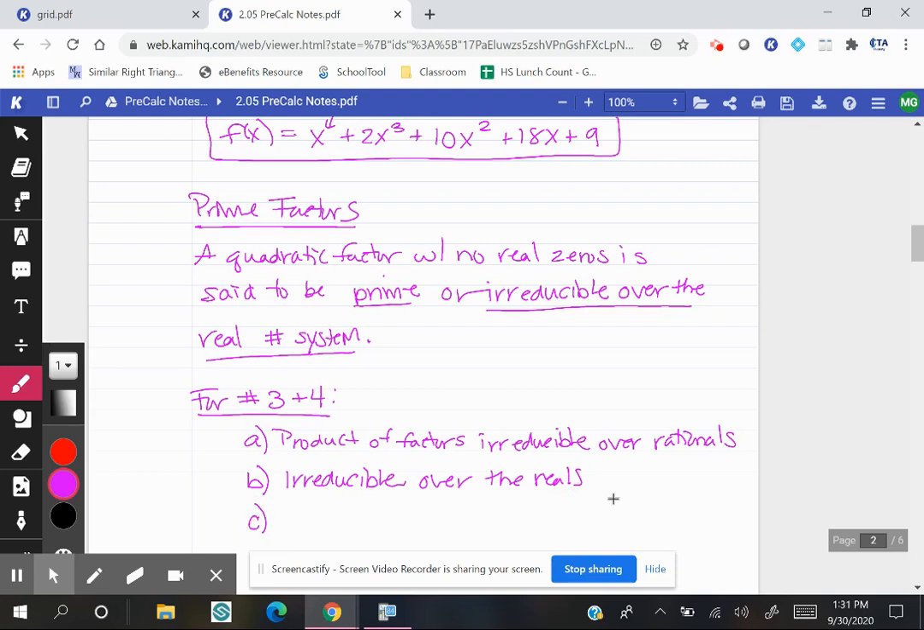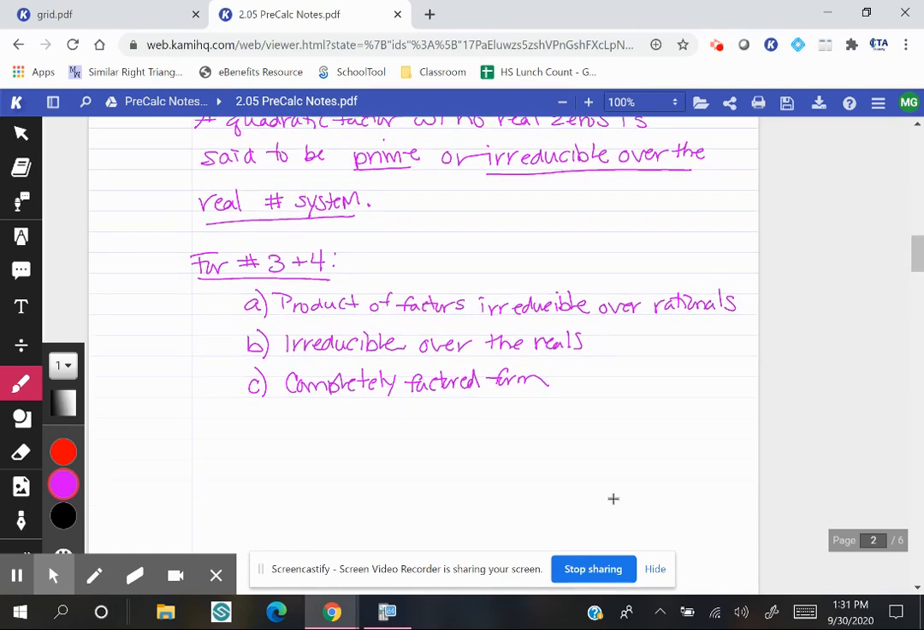And then lastly, I want it in completely factored form. So all as your linear factors. A product of linear factors is what I'm looking for. All right, so let's do number 3 together, and then I'll have you do number 4 on your own.